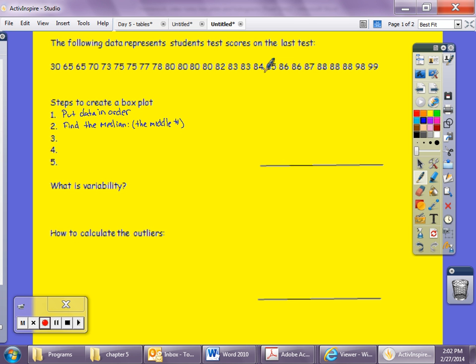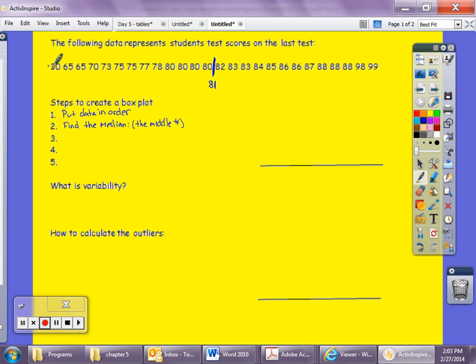There's 26 numbers. I know that 13 is going to be on one side and 13 on the other. So 1, 2, 3, 4, 5, 6, 7, 8, 9, 10, 11, 12, 13. So the middle is going to be in between these two. There's 13 numbers on the left, 13 numbers on the right. Well, in between 80 and 82, you add them together, divide by 2. It's going to give you 81. So we know our median is 81.